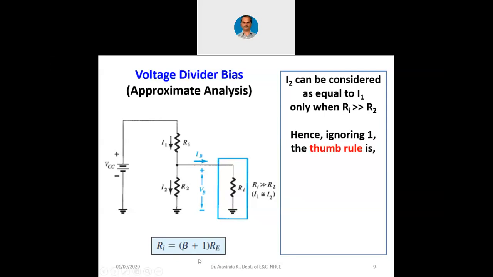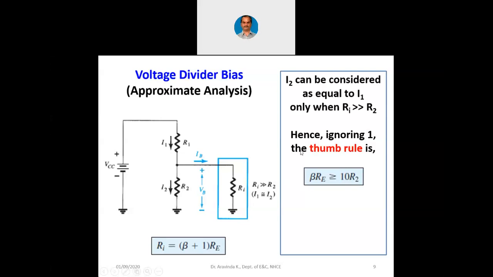So hence, ignoring this 1 in this expression, we have a thumb rule that beta into Re must be greater than or equal to at least 10 times R2. See, we have this thumb rule, we can ignore this 1. So Ri is beta into Re. So we can always say that it must be greater than or equal to at least 10 times R2. Only then is this approximate analysis applicable. Otherwise, let us say R2 is also larger, then IB may not be ignored. That is the point here.